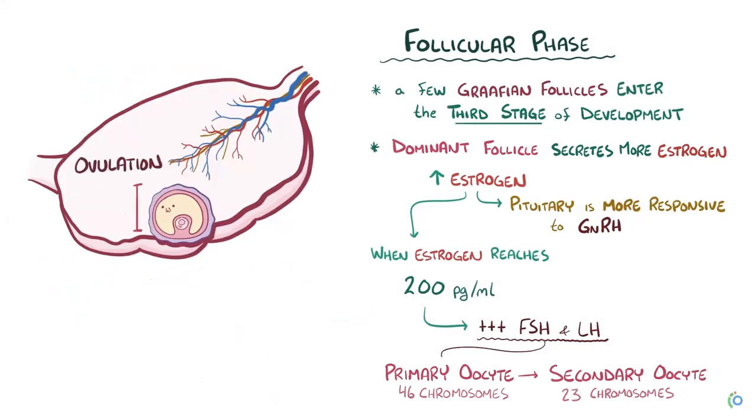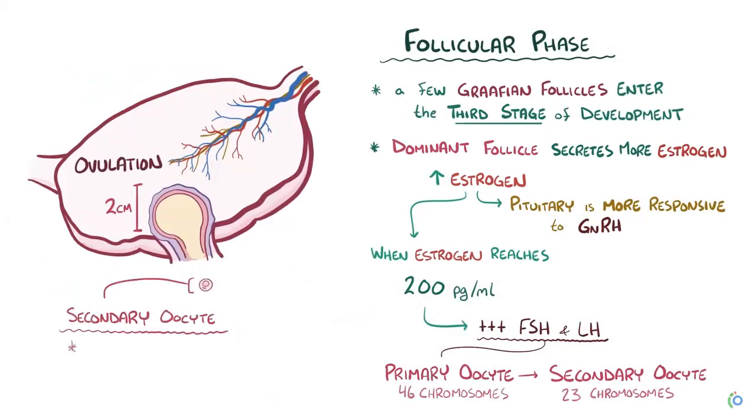The dominant follicle completes its third stage of development in a blaze of glory called ovulation. That's when the nearly 2 centimetre sized follicle ruptures and releases the tiny secondary oocyte into the fallopian tube. The secondary oocyte stops in metaphase of meiosis II and waits for fertilisation as the menstrual cycle transitions into the luteal phase.